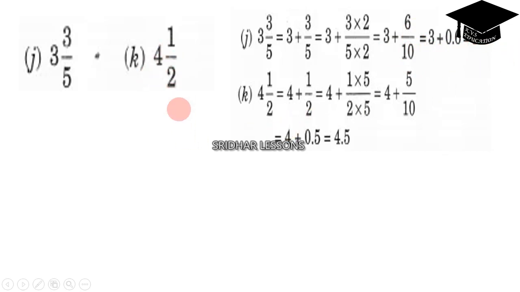Similarly, 4 and 1 by 2 can be written as 4 plus 1 by 2. This is equal to 1 by 2 into 5 by 5. This is equal to 5 by 10. That means 4 plus 0.5 is equal to 4.5. Okay? Just simplifying the numbers.